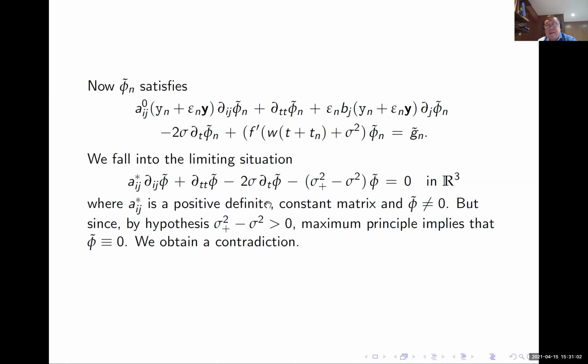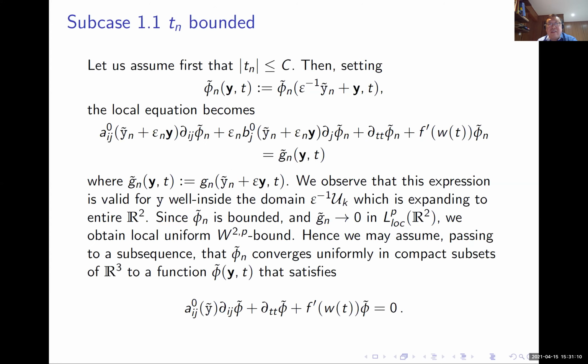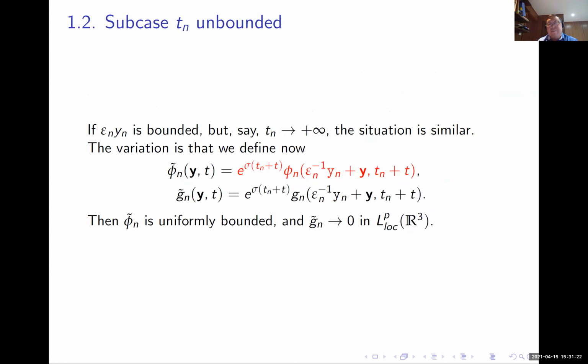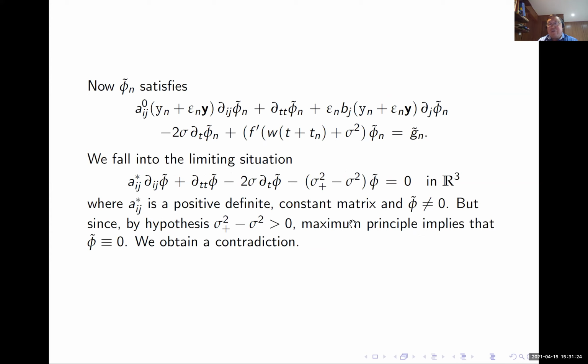So I have discussed the two scenarios. The first scenario is Tn bounded. If it's bounded, then you get an equation in the whole space, and you use the non-degeneracy result. Now, if Tn is unbounded, you get a linear equation in the whole space, and you just use the maximum principle to exclude the solution. So this is the first case, where epsilon yn is bounded.